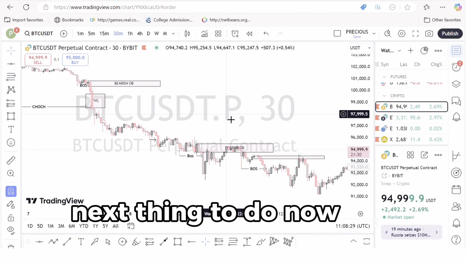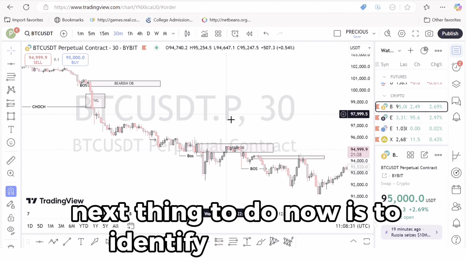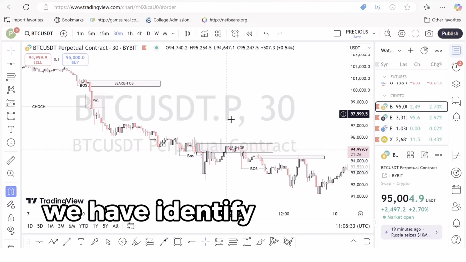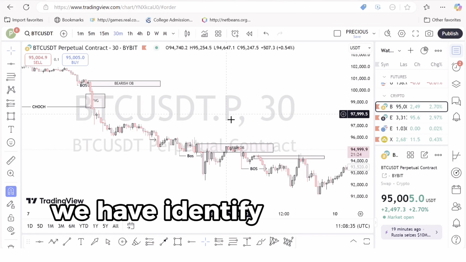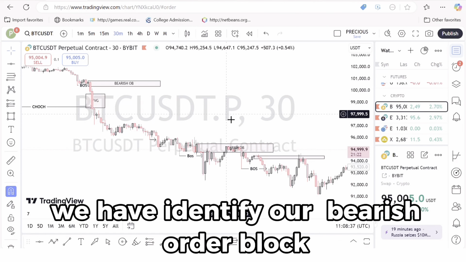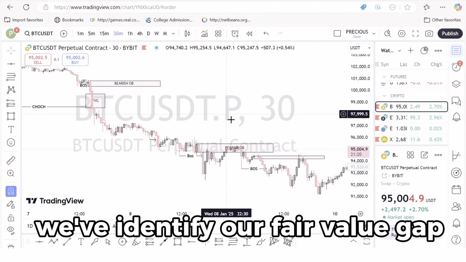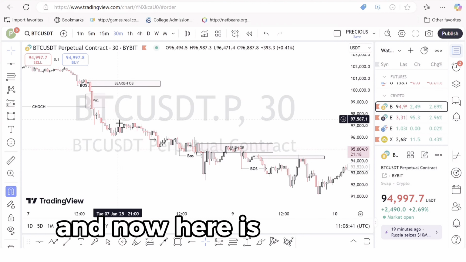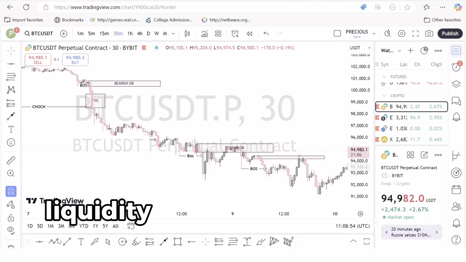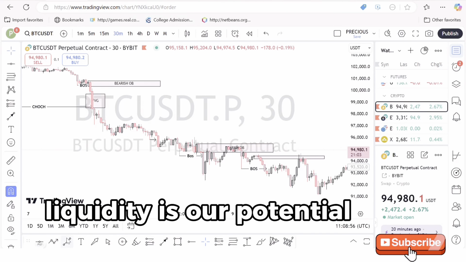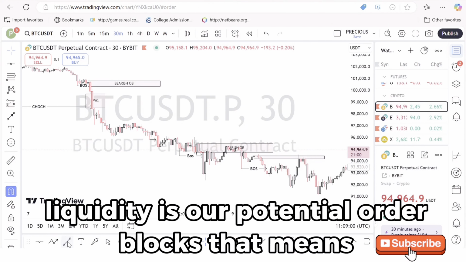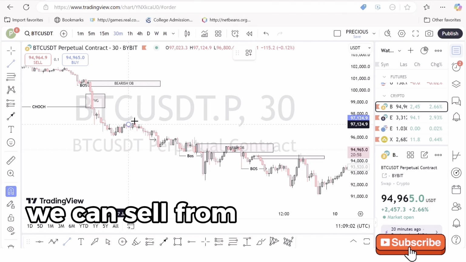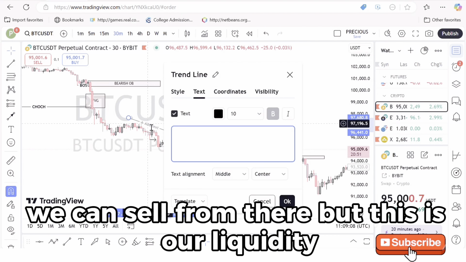Next thing to do now is to identify our liquidity. So we have identified our break of structure, we have identified our bearish order block, we've identified our fair value gap, and now here is our liquidity. Our liquidity is our potential order blocks. That means we can sell from there. So this is our liquidity.